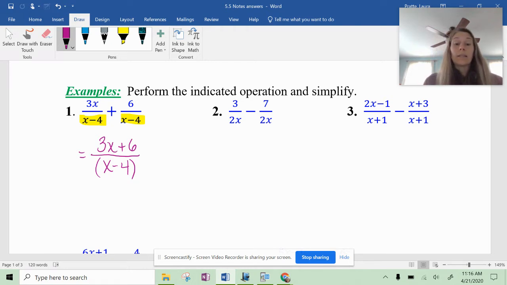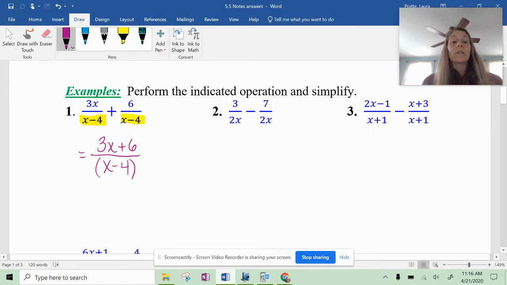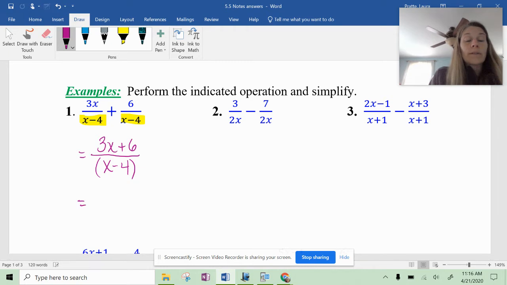Just like in the last example that I gave you, we had gotten 7 over 14 and we had to simplify it to 1/2. The same process would apply for the rational expressions when you have something that can be simplified. So the only way for you to really know if something can be simplified is to make sure that it's factored completely. So if you look at this numerator here, 3x plus 6, I can take out a GCF of 3, leaving me with x plus 2.